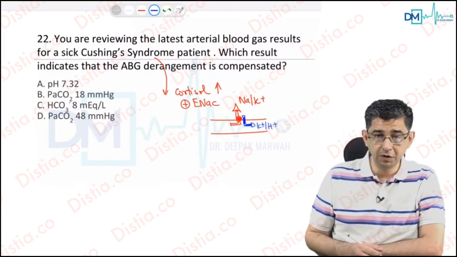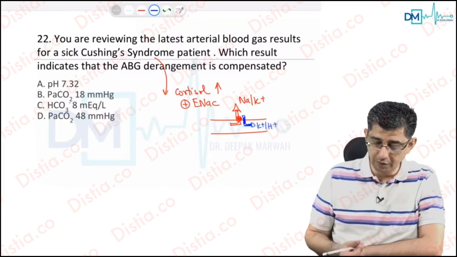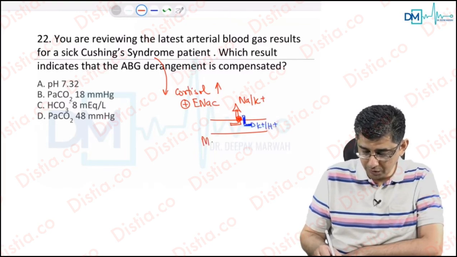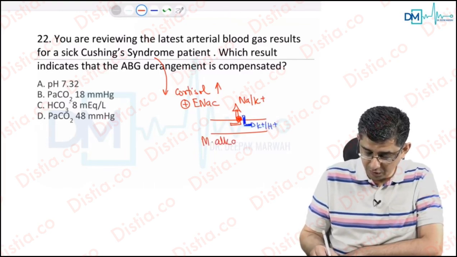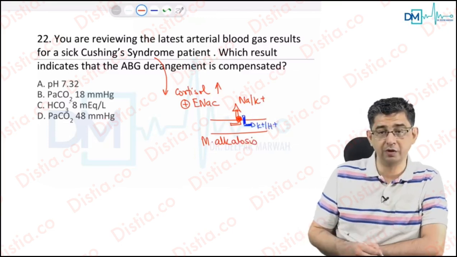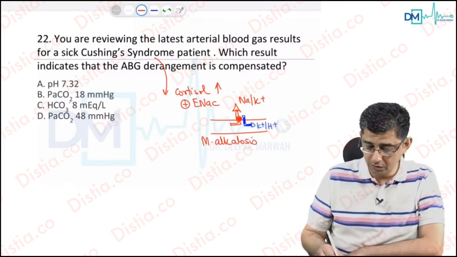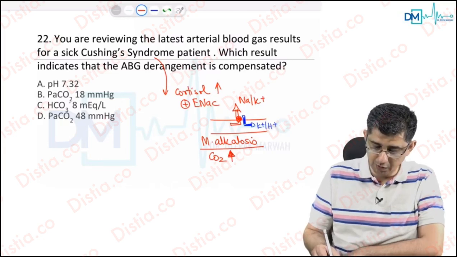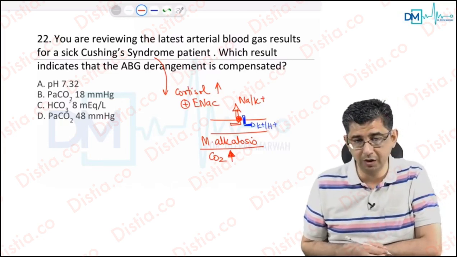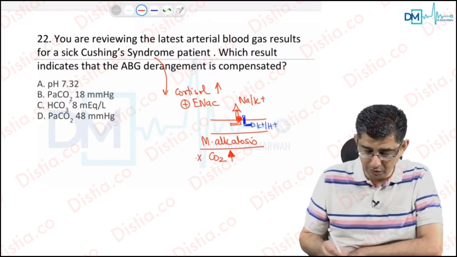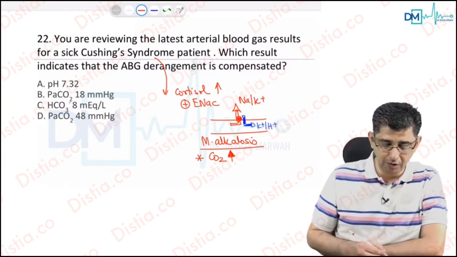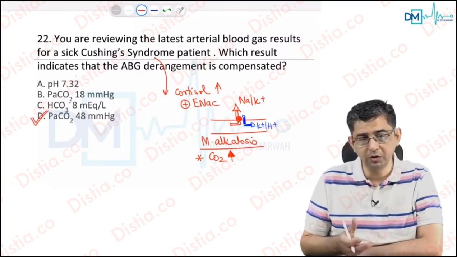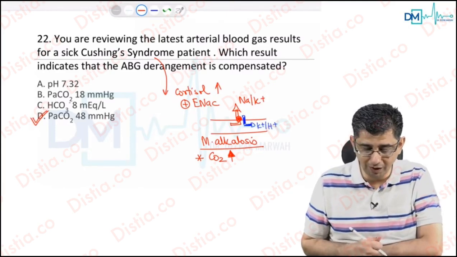The question says which indicates that the ABG derangement is compensated. So step 1 is that he expects you to know that Cushing syndrome patients are expected to be having metabolic alkalosis. In metabolic alkalosis, the compensation process is that carbon dioxide values should rise, because the compensatory process of metabolic alkalosis is respiratory acidosis. So I expect the carbon dioxide to rise. So out of the 4 changes which are given in the question, PCO2 elevation more than 45 is the one that he is expecting as an answer.